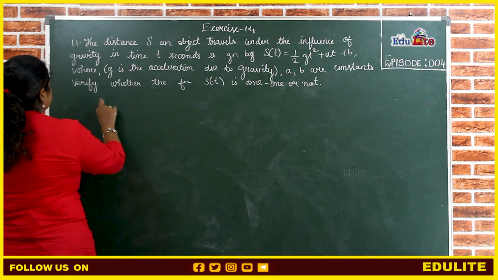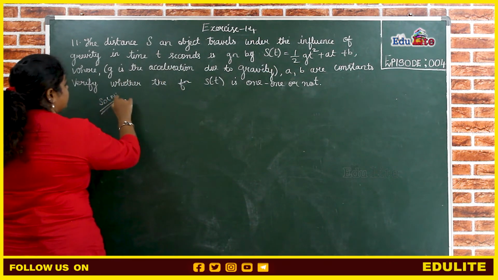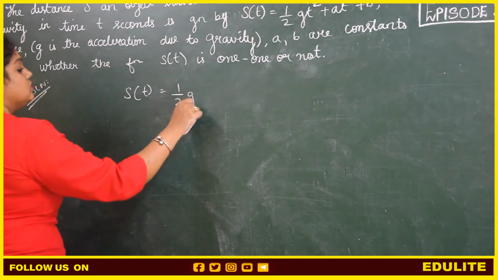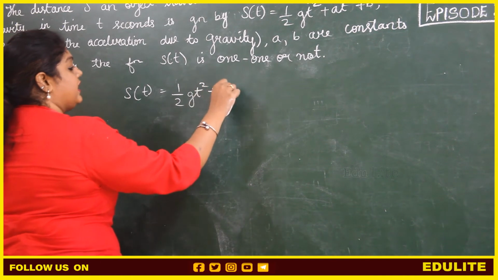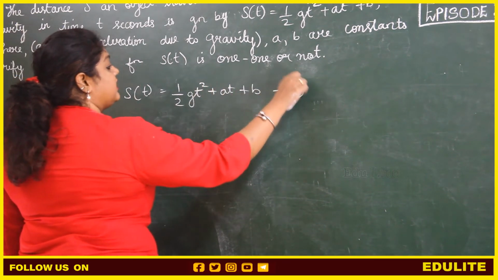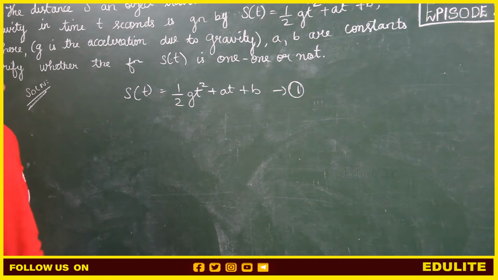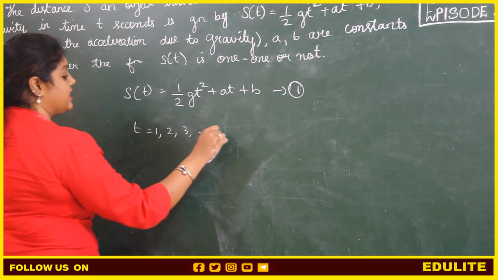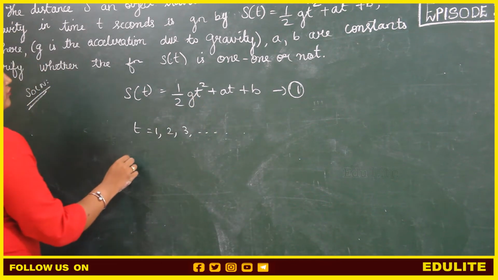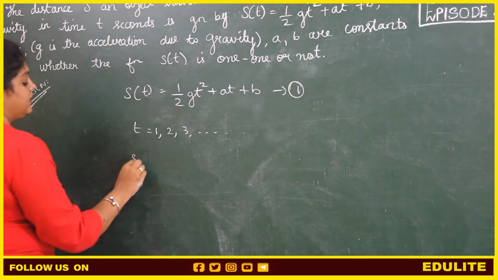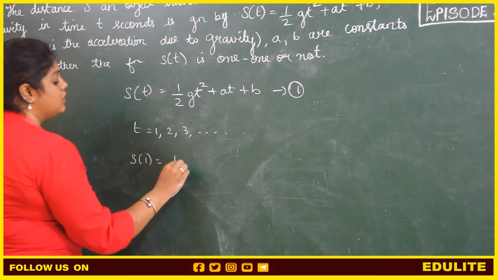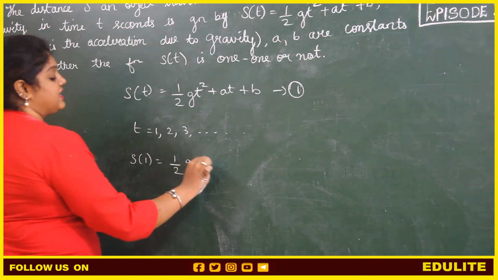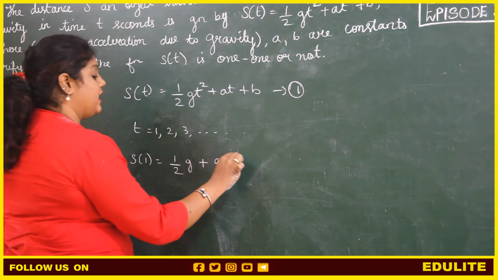For that, we are given S of t equals 1 by 2 g t squared plus a t plus b. This we will consider as equation 1. In t seconds, we will vary the values of t as 1, 2, 3 etc. If I take the value of t as 1, it will become S of 1 equals 1 by 2 g, 1 squared is 1, so I will have it as it is, plus a into t, it is a plus b.